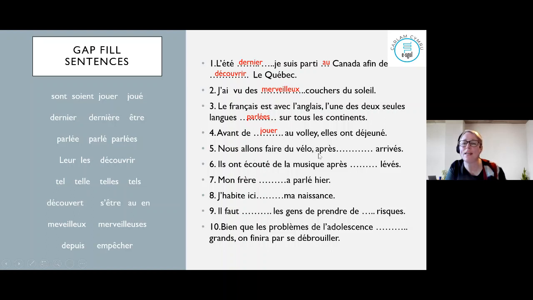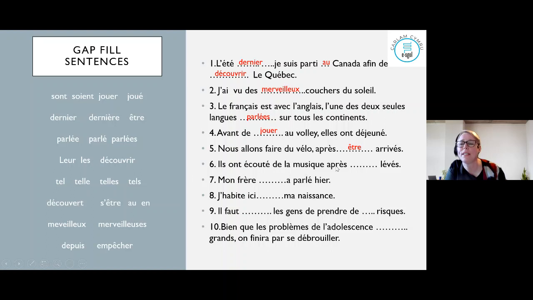Nous allons faire du vélo. Here you've got the perfect infinitive, haven't you? So you need to remember arriver is an être verb. So you need to put être in there. Après être arrivé. It's plural. It agrees with the nous here at the start. Nous allons faire du vélo après être arrivé. After we've arrived, okay? After having arrived, we're going to go and do some cycling.